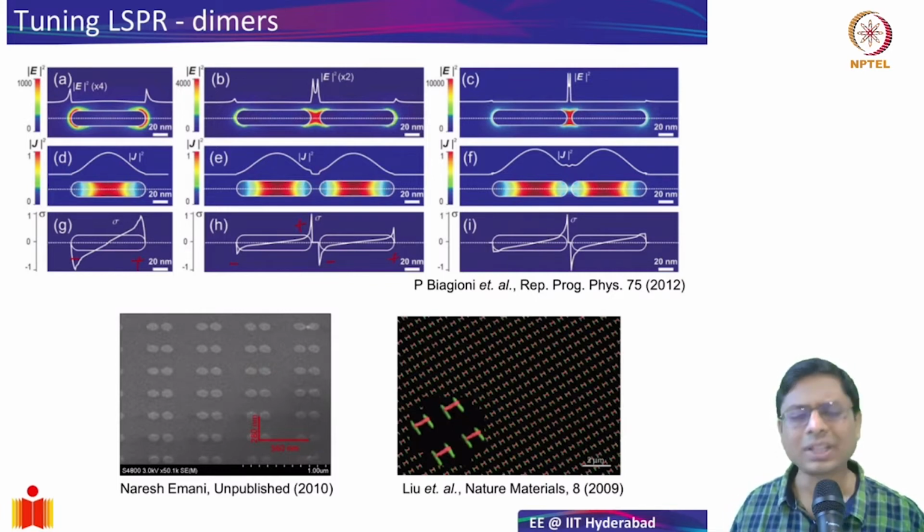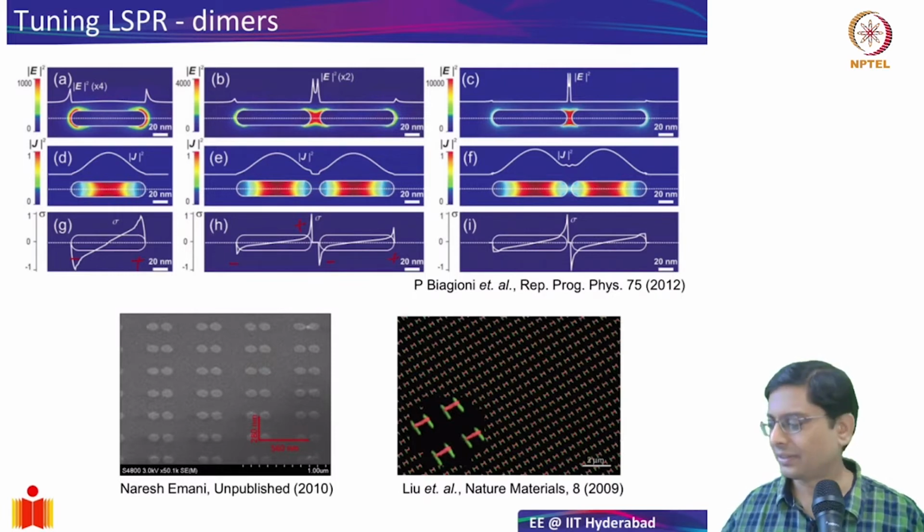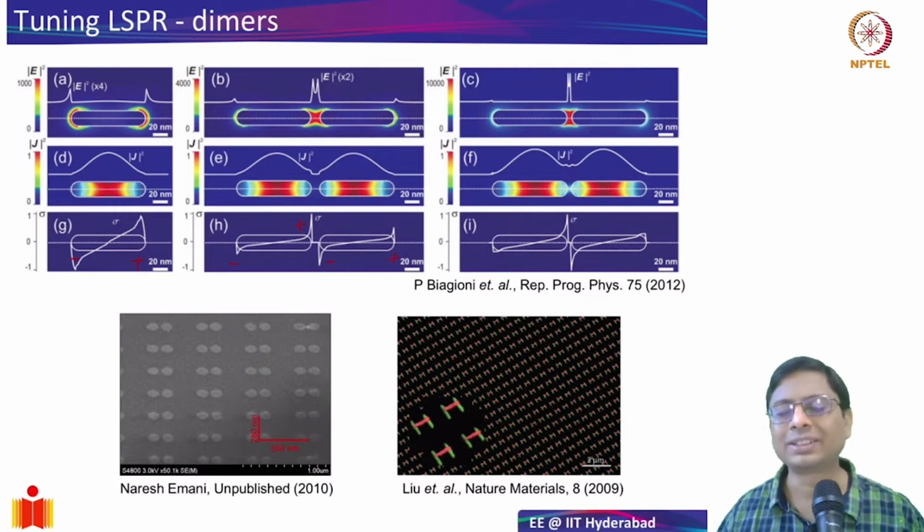Okay. And once you are able to enhance the electric field, you can do a lot of interesting things. For example, you can actually use it for sensing. I'll just talk about it in a few minutes. All right. So this is how you can tune. This is by no means exhaustive. If you open the literature, you'll find thousands of papers talking about resonances and tuning them and so on.